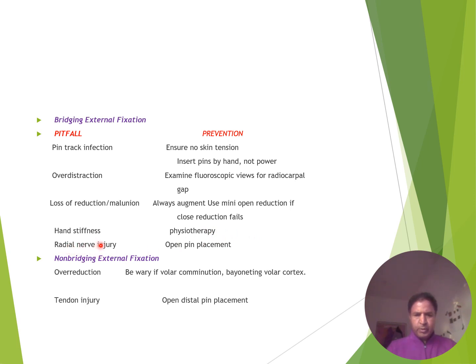Hand stiffness: physiotherapy. Radial nerve injury: open pin placement. Non-bridging external fixation pitfalls: over reduction by way of volar comminution, bayonet, volar cortex, tendon injury, open distal pin placement.